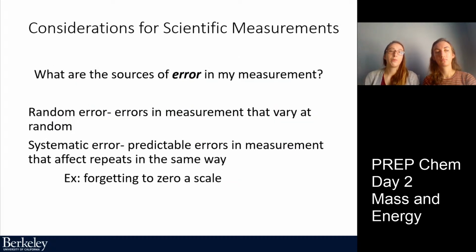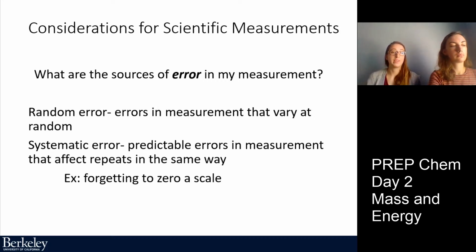And then one other thing you want to consider is what your sources of error are. There are sources of error that are inherent to every measurement you do as a scientist. There are two main types. One is random error. These are errors that vary at random. And then there's also systematic errors. These are predictable errors that affect every measurement in the same way.